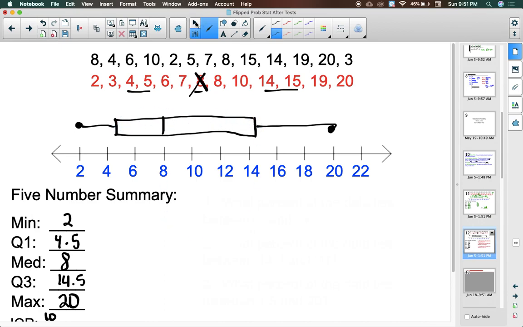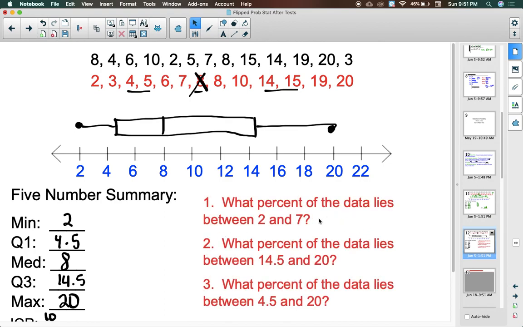And I do have a couple questions we can answer together really quickly. What percent of the data lies between 2 and 7? So 2 and 7, well, that's right here in this section. That's going to be 2 of my 25% chunks. So that's going to be 25% plus 25% is 50%. What percent of the data lies between 14.5 and 20? So here's my 14.5 and 20. That's 1 quartile, so that's 25% of the data.